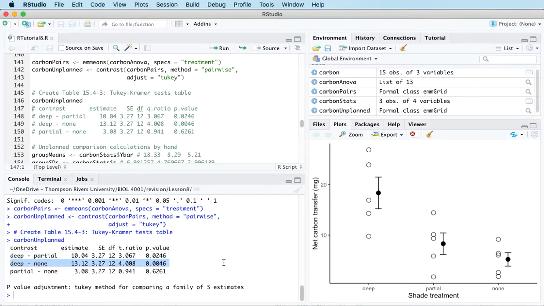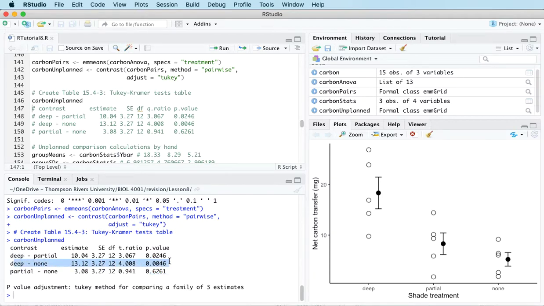Let's do the next one. Deep versus none. Actually, I'm going to do this one first. Let's do partial versus none. So we've given the letter B to the partial treatment group. We did not reject the null hypothesis for this comparison, for this contrast. So that means that we need to give the no shade group the same letter as the partial shade group. So we've already written B here, so we'll write B here as well. So we've got an A here, a B here, and a B here.